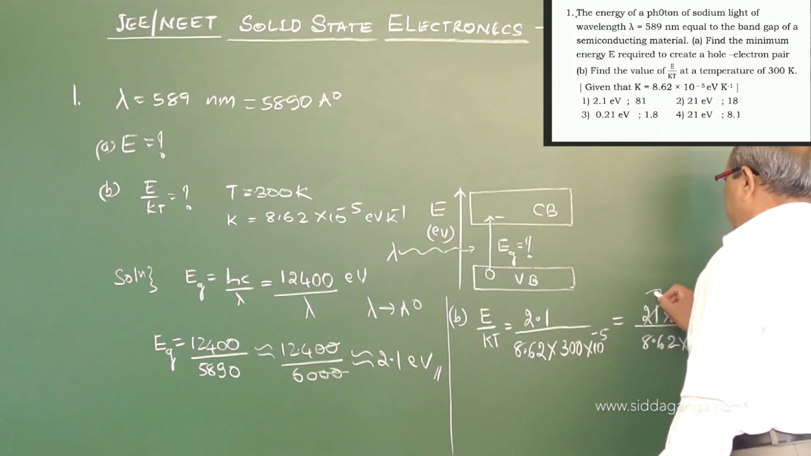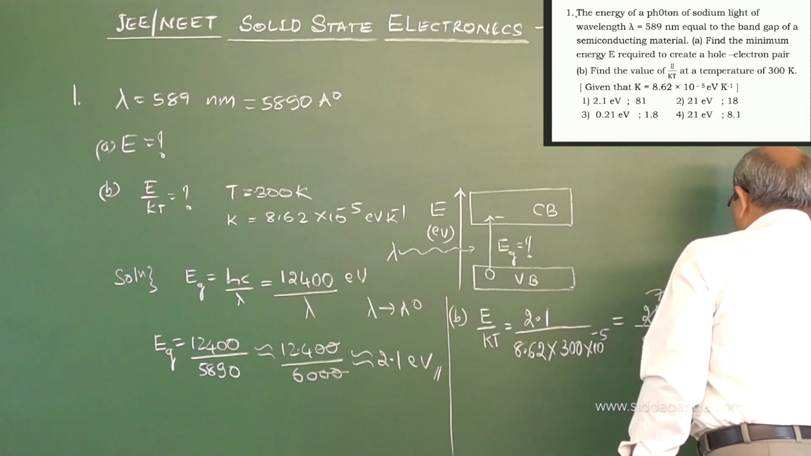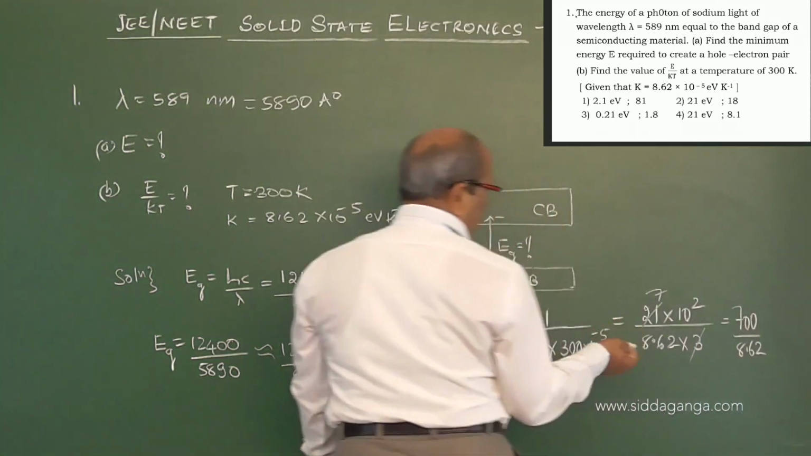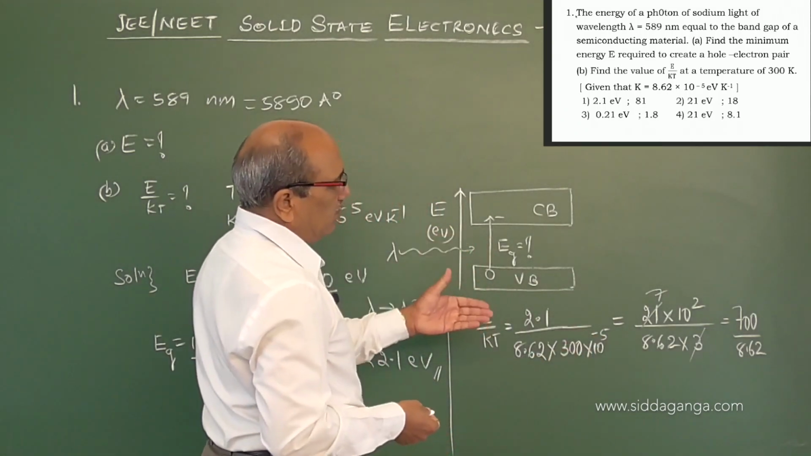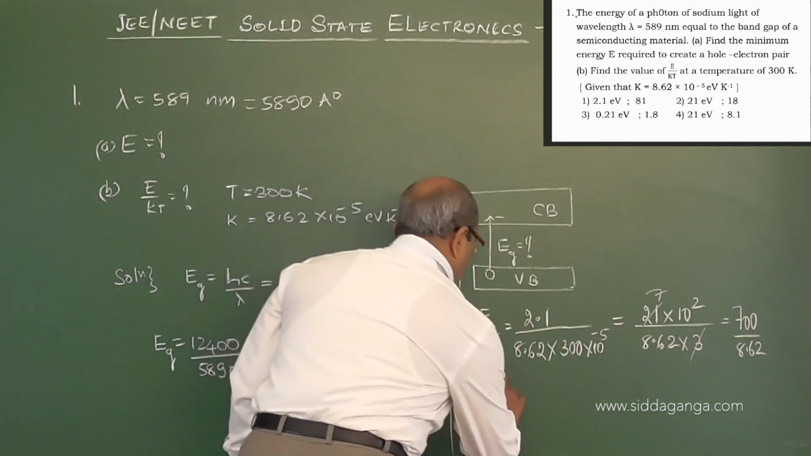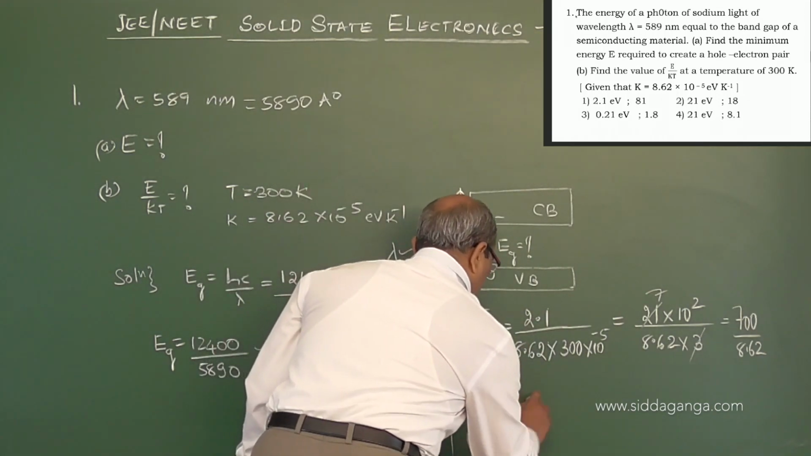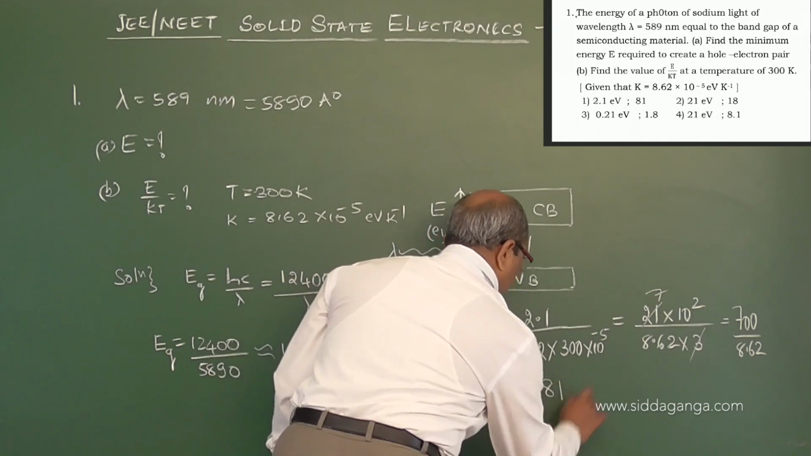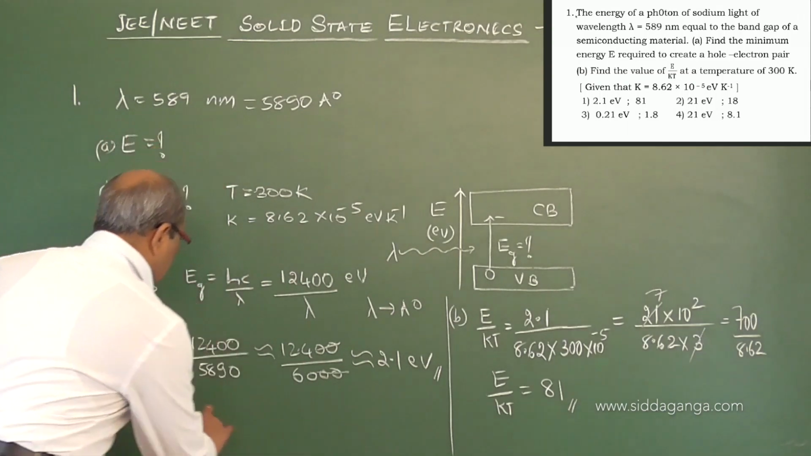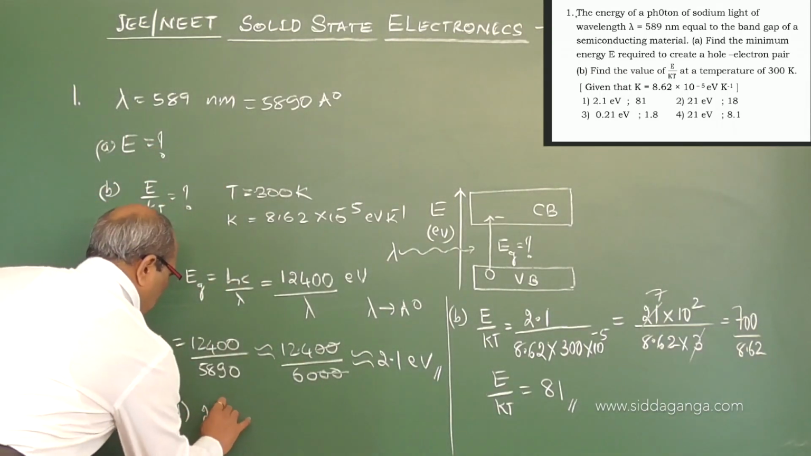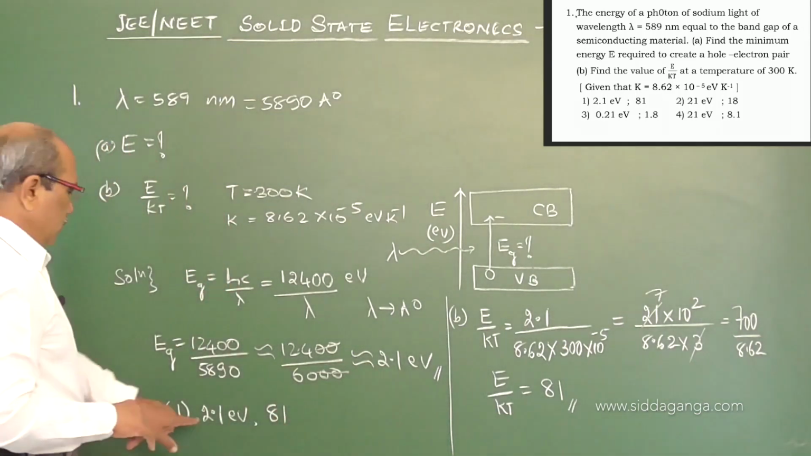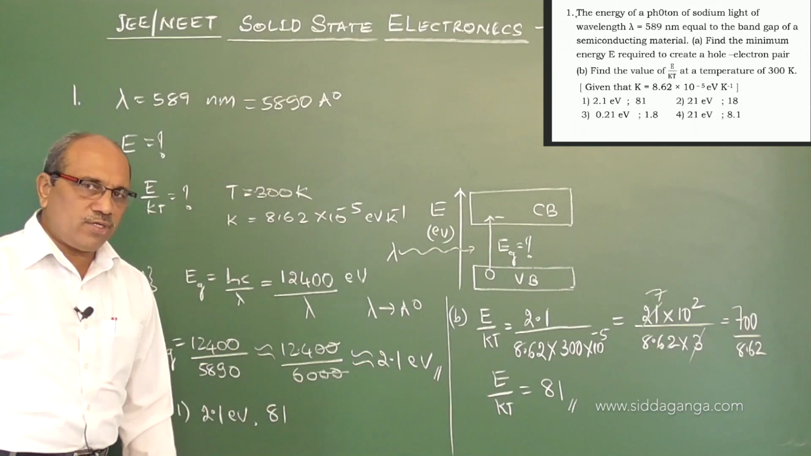It is around 7 times, which I can write as 700 by 8.62. 700 by 8, even if you made it 9, 9 eights are 72, which suggests E by kT, according to the given answers, the nearest value comes to be 81. What is the possible solution? You can search the options: option 1 gives 2.1 electron volt and 81. So this is the option. I hope you have followed here.